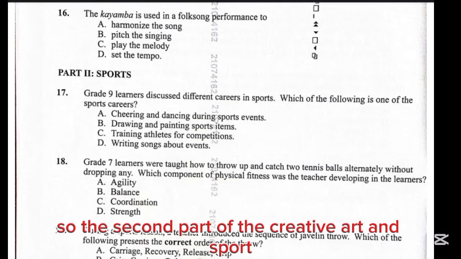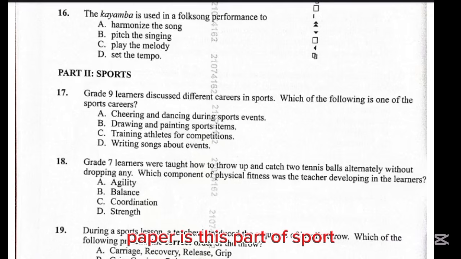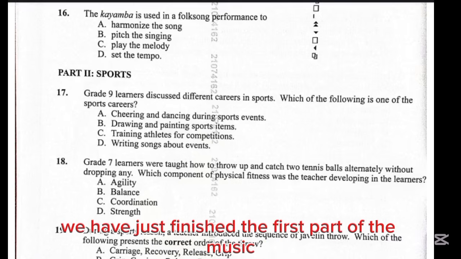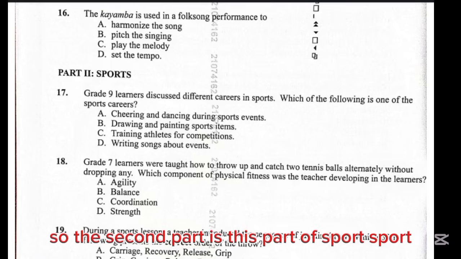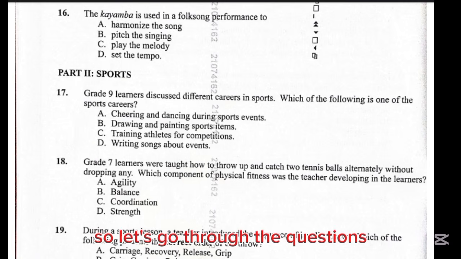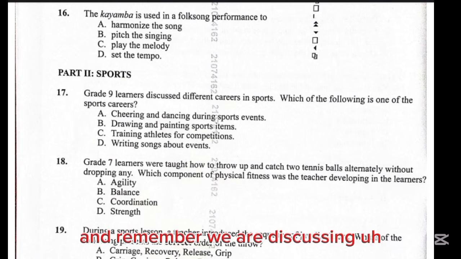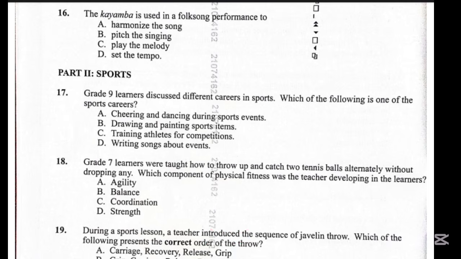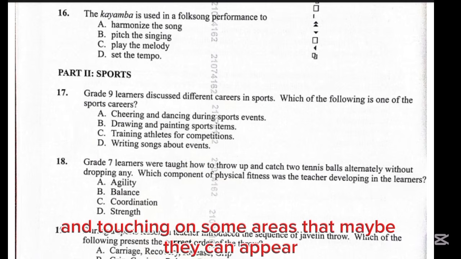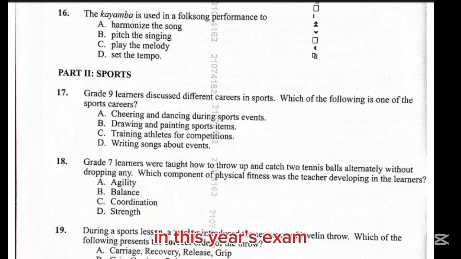So the second part of the creative art and sport paper is this part of sport. Remember, we have just finished the first part, music. So the second part is sport. Let's go through the questions that were touching on sport and see how the learner was supposed to attend to these questions. And remember, we are discussing deeply and touching on some areas that maybe can appear in this year's exam.